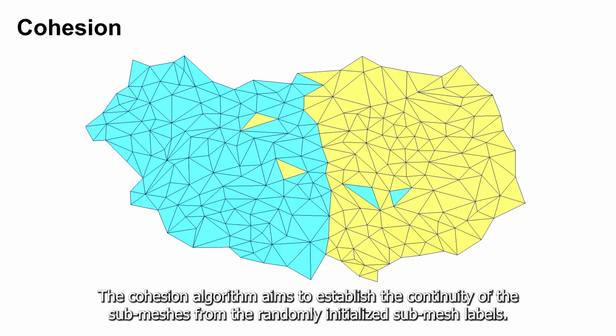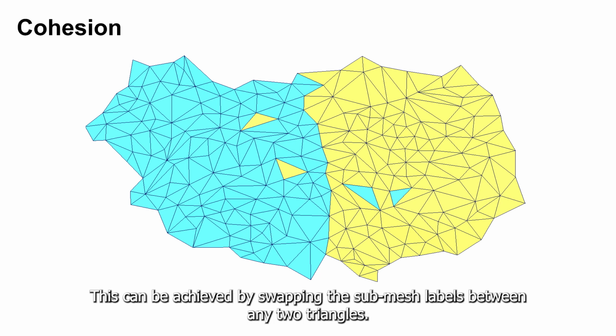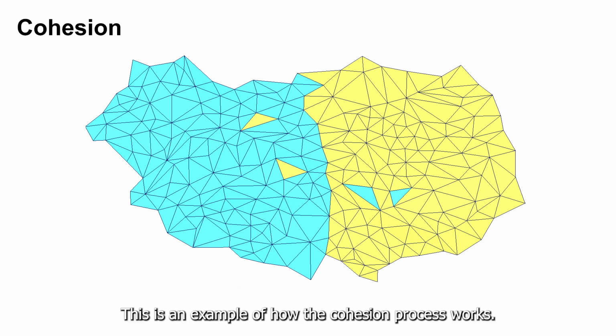The cohesion algorithm aims to establish the continuity of the submeshes from the randomly initialized submesh labels. This can be achieved by swapping the submesh labels between any two triangles. This is an example of how the cohesion process works.